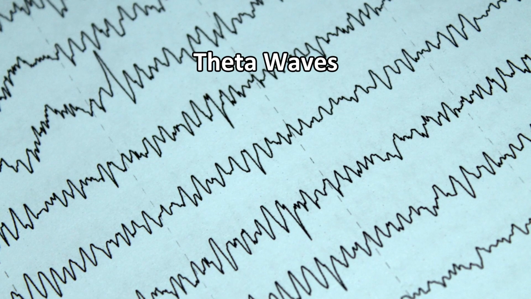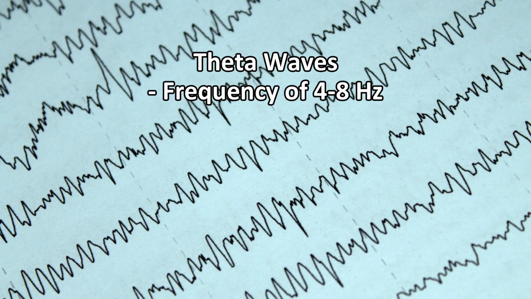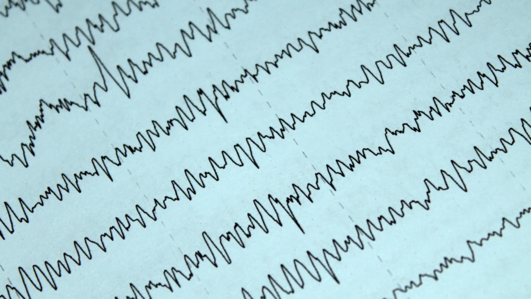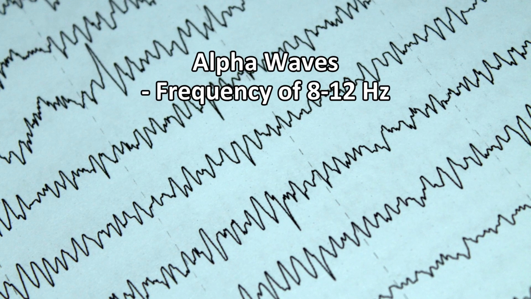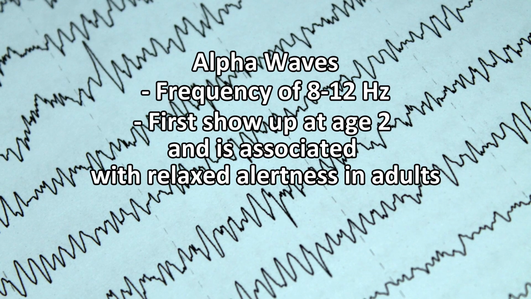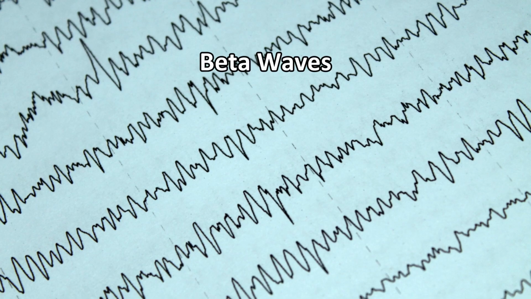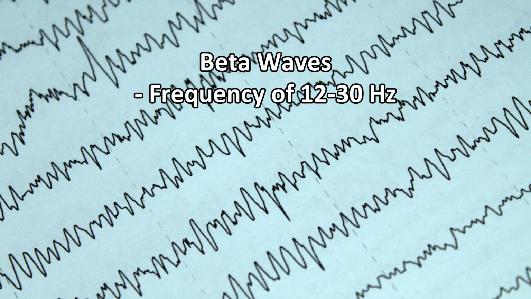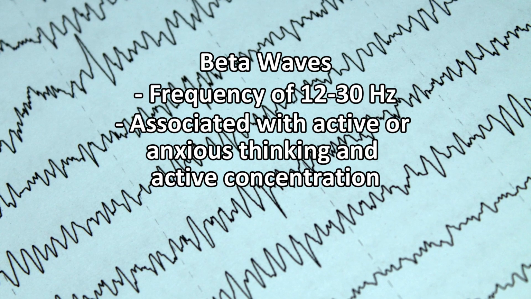Theta waves oscillate with a range of 4 to 8 cycles per second, or 4 to 8 Hz, and are characteristic of when someone is being creative or in REM sleep. Alpha waves oscillate with a range of 8 to 12 cycles per second, or 8 to 12 Hz, and are characteristic of showing up in the second year of life and are associated with relaxed alertness in adults. Beta waves oscillate with a range of 12 to 30 cycles per second, or 12 to 30 Hz, and are mostly associated with active or anxious thinking and active concentration.